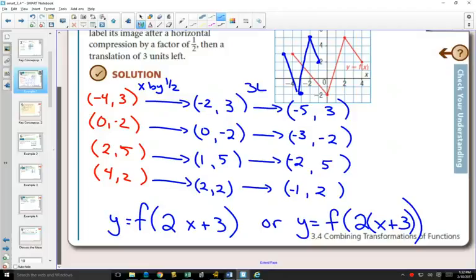Because if I multiply this out, right, if I distribute that 2, can you see that I get 2x plus 6? And that's not the same as 2x plus 3. So these both look similar, but they're not the same. But both seem to say multiply x by 1/2 and move something 3 to the left.